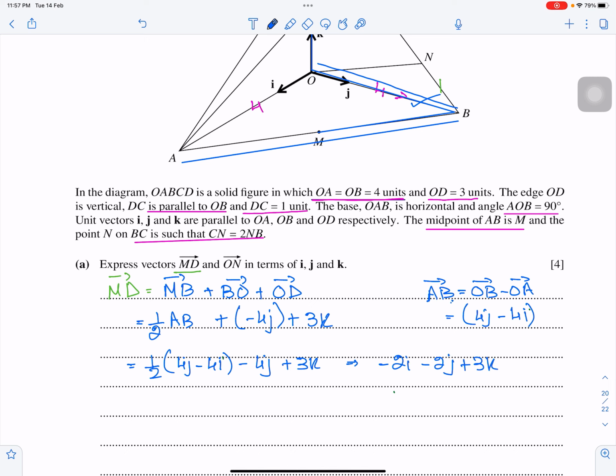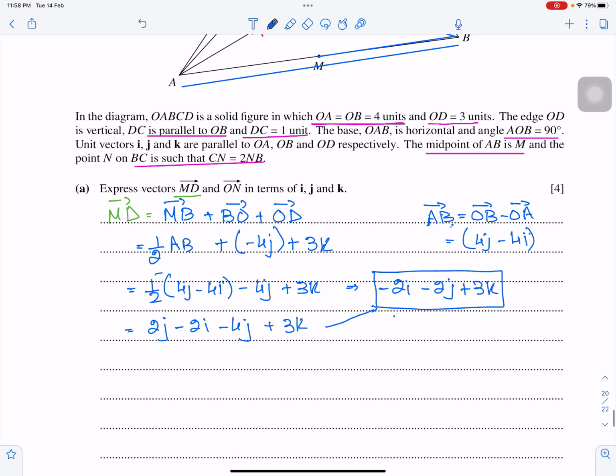If this is too direct for you, basically I'm opening the bracket and expanding, and I believe that at this stage in P3, you can do this easily. That's why I skip this step. But anyway, from here you are getting this. So this is your MD vector. And now let's find the ON vector. This is the second part of the question. Okay, this one. So it is ON.